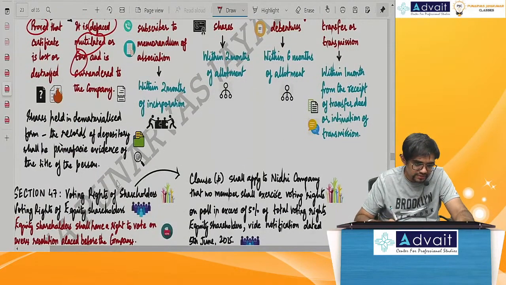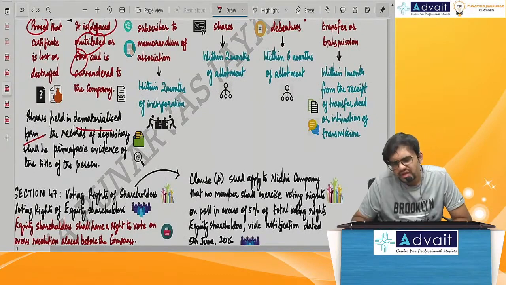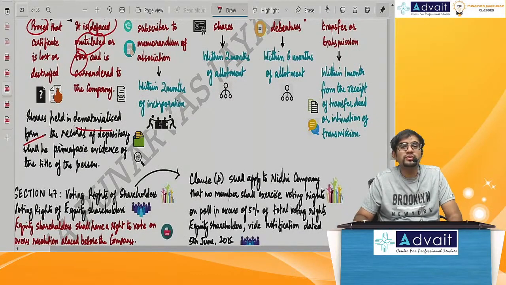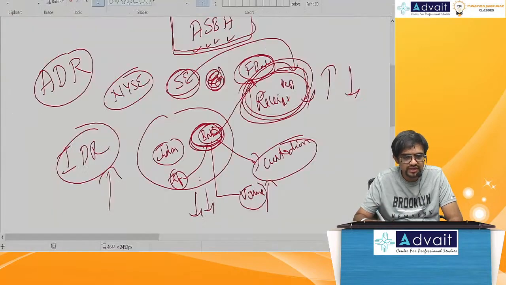If it's held in dematerialized form, there is no concept of a duplicate share certificate. Whatever is in the records of the depository is only deemed to be the share certificate. That is only deemed to be the share certificate. Who is this depository, guys?